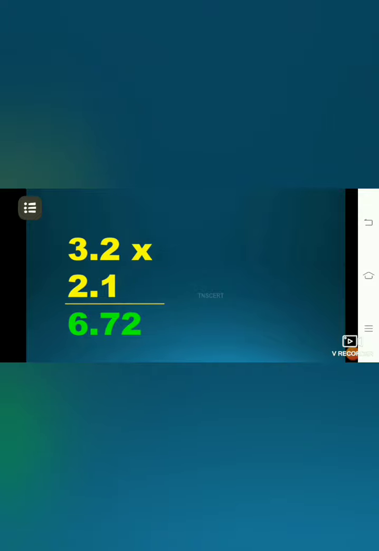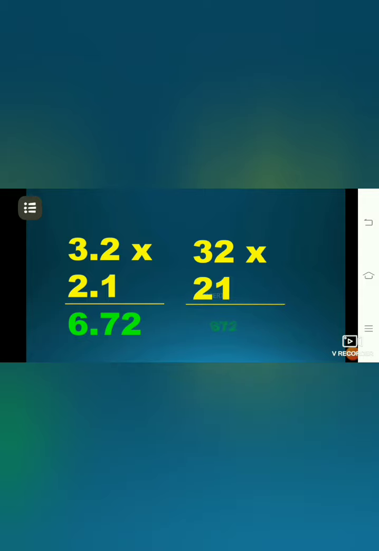Here you should note 2 points. First, if you multiply the whole number 32 by the whole number 21, our product will be 672. In this decimal number, we use the same digits, so we get the same answer. But we just use decimal points to express that answer.